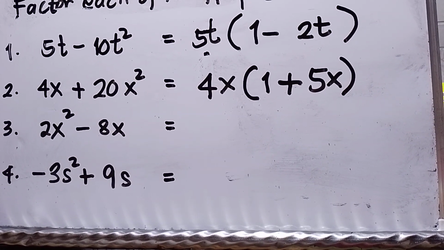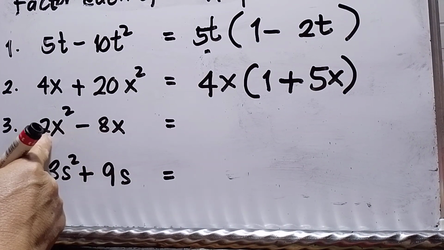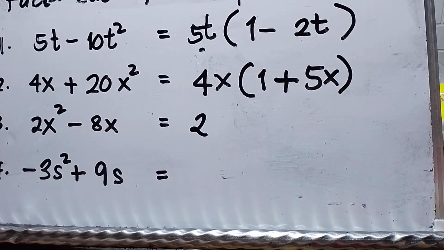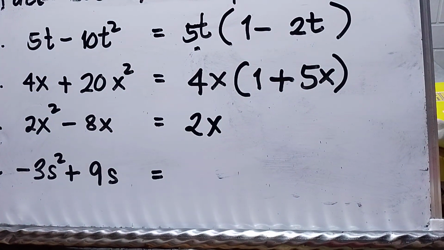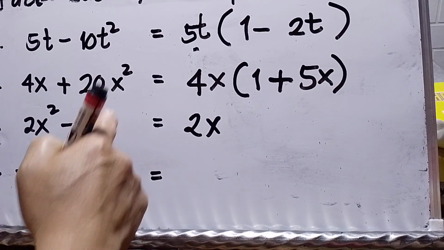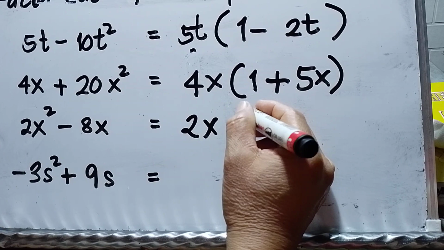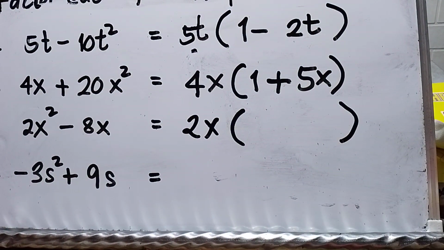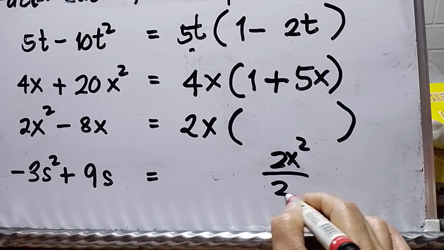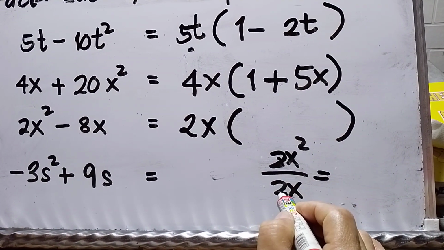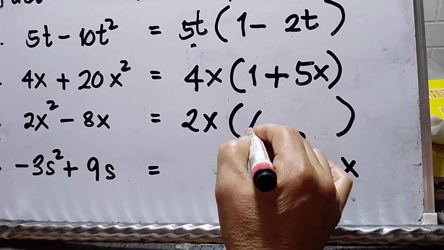Now let's move to number 3. Number 3 is 2x squared minus 8x. So the GCF between 2 and 8 is 2. How about the variable? Take the variable with the lowest exponent. So this is 1, this is 2. So our GCF for number 3 is 2x. And then I will put round brackets. So 2x squared divided by 2x. 2 divided by 2 is 1. x squared divided by x, that will be x. So this will be x.